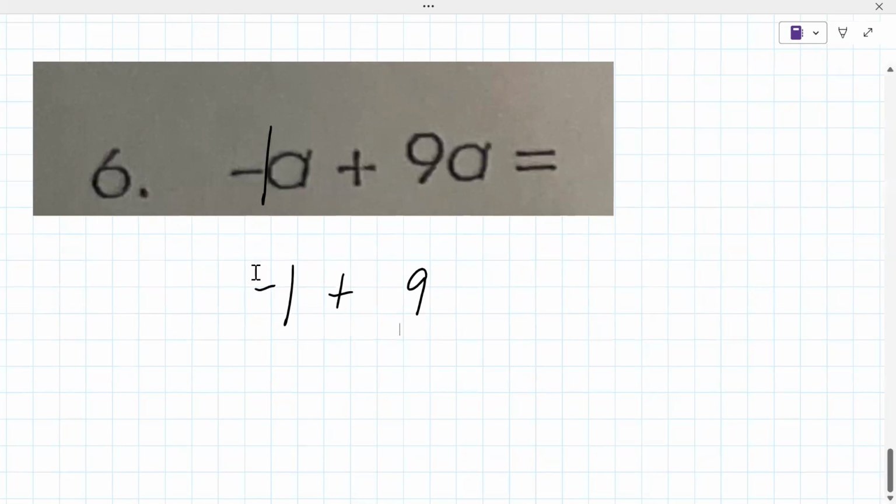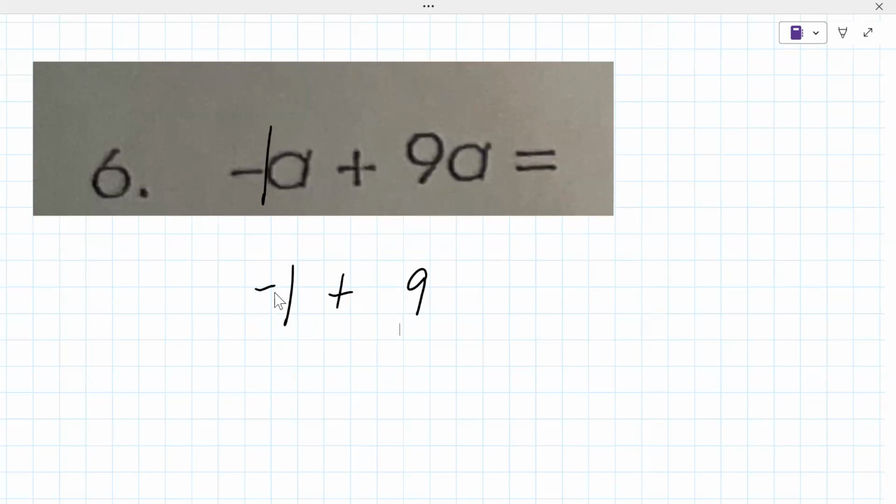It's negative 1 plus 9. You can't change it, but it's one positive and one negative, which is what we've been doing for part of the lesson. So how do you simplify this? Or what is the result?